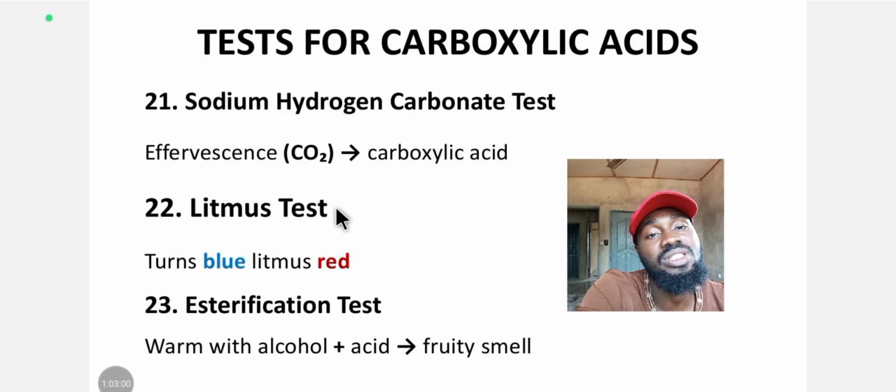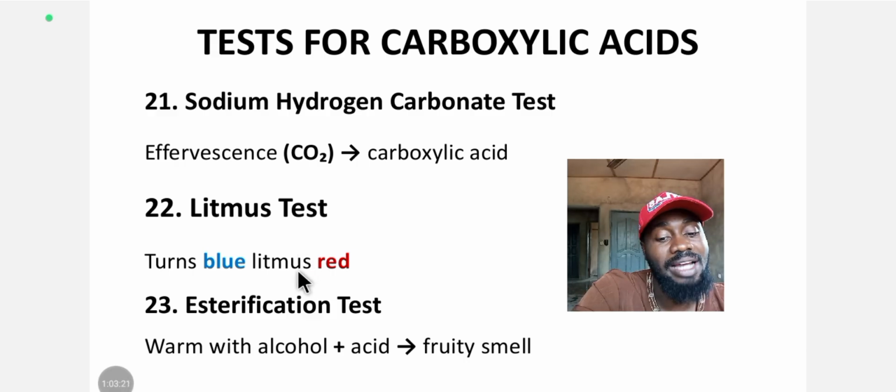The next we have here is the litmus test. A carboxylic compound turns blue litmus paper to red, showing you that it's a weak acidic compound. Carboxylic acids, such as ethanoic acid, can turn blue litmus paper to light red. The next we have here is 23, the esterification test.